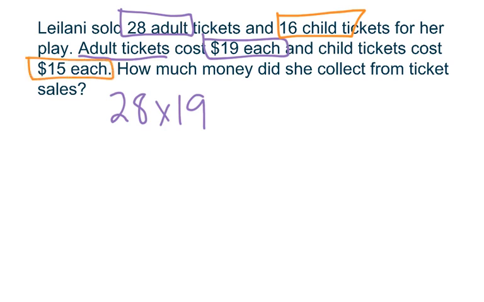So in order to figure out how much she's going to make from child tickets, I would multiply 16 times 15. Then my problem says, how much money did she collect from ticket sales? Well, adult tickets and child tickets are both ticket sales, so I'm going to be adding these two products together. Go ahead and solve for these two products.